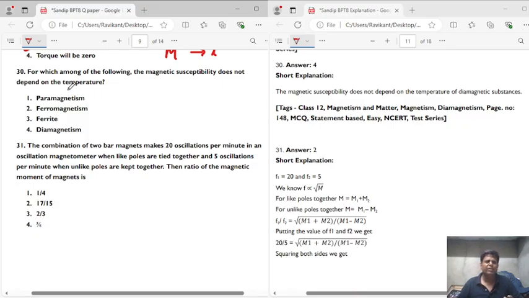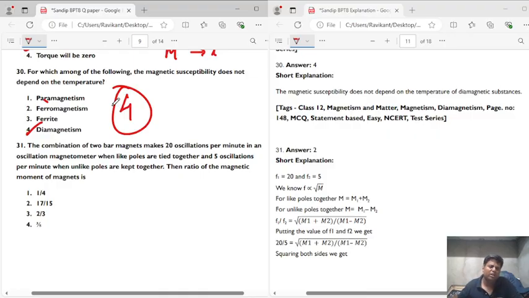Question number 30. Among the following, for which does the magnetic susceptibility not depend on the temperature? The magnetic susceptibility does not depend on temperature for diamagnetic substances, right? Again, you have to remember it. It's a property of a diamagnetic substance that it does not depend on the temperature. So question number 30 has its correct answer as option number 4. That is, for diamagnetic substances, the magnetic susceptibility does not depend on the temperature.